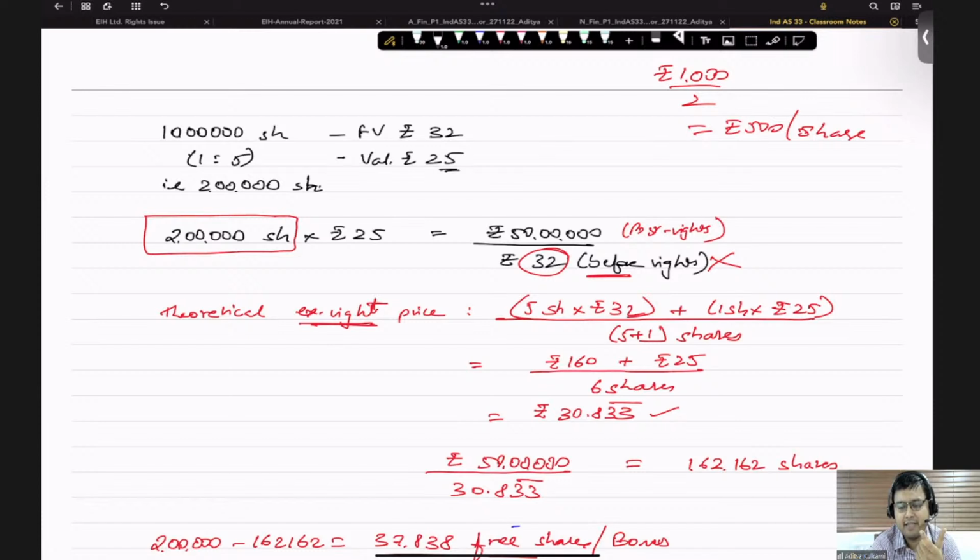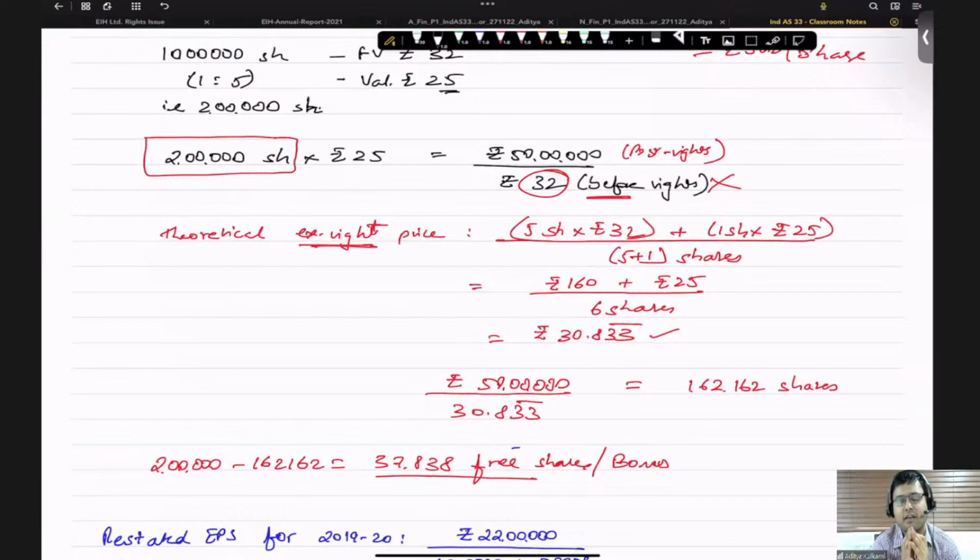Theoretical ex-rights price is 30.833. And this 50 lakhs I can compare with 30.833 to arrive at the conclusion that out of 2 lakh shares, 162 shares are issued at which price? At fair value of 30.833. The remaining 37,838 is the free component or bonus shares. The treatment for this free component or bonus shares is going to be exactly what we have already studied.